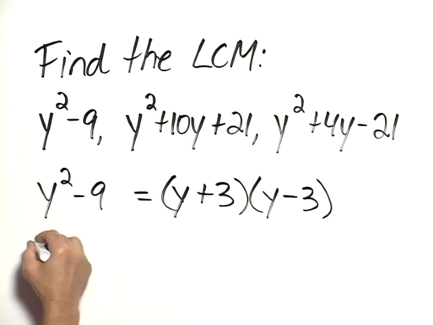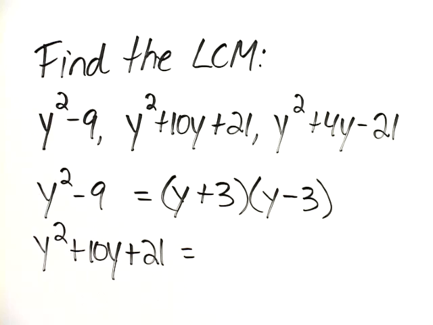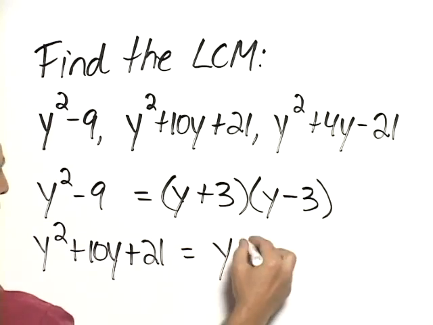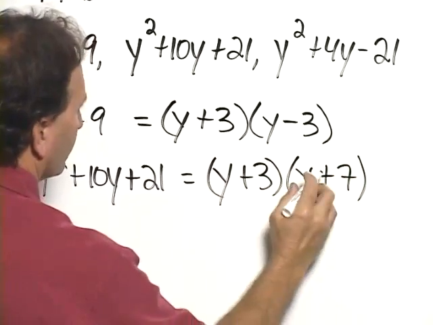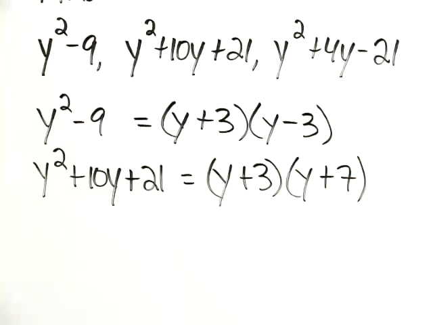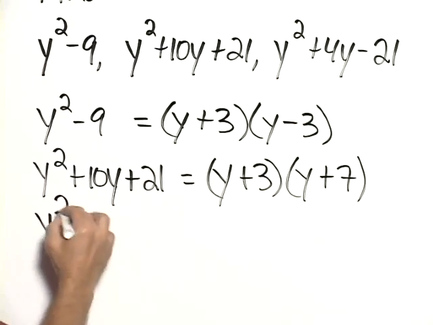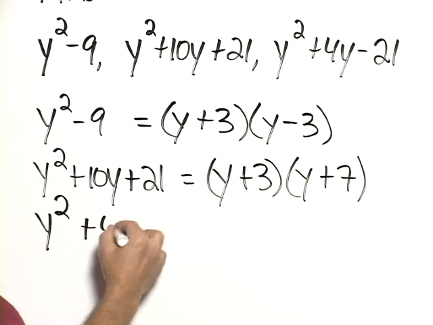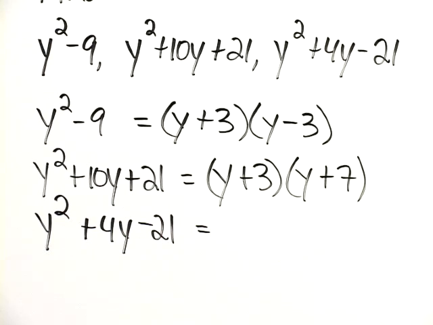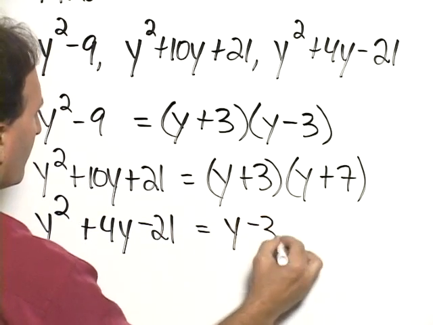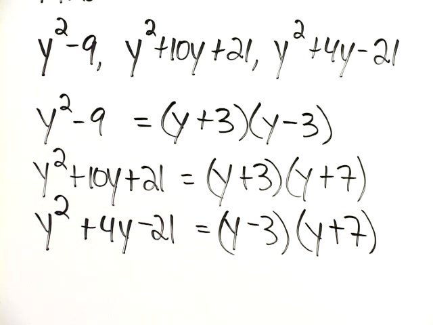Let's factor this trinomial, y squared plus 10y plus 21. That's equal to y plus 3 times y plus 7. And let's factor the third and final trinomial, y squared plus 4y minus 21. And that factors as y minus 3 times y plus 7.